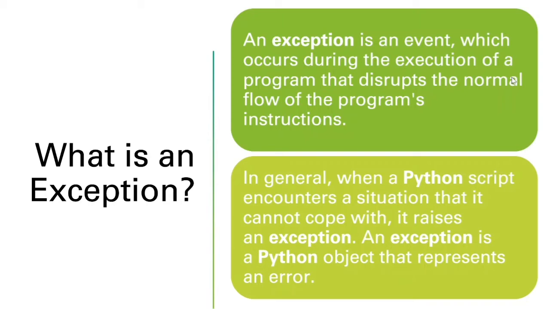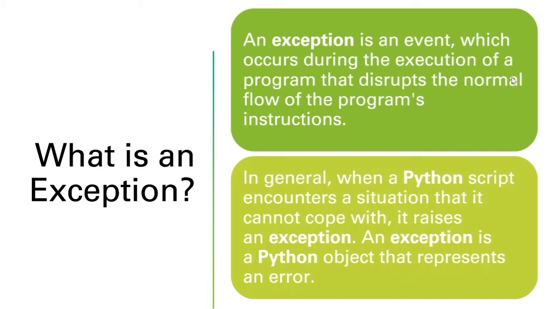So first of all, I will be defining this term exception. An exception is an event which occurs during the execution of a program that disrupts the normal flow of the program's instruction. So what is an exception? Exception is an unwanted event. We do not want that exception to occur, right? But that happens, and because of that exception, the normal execution of our programs gets hindered or stopped.